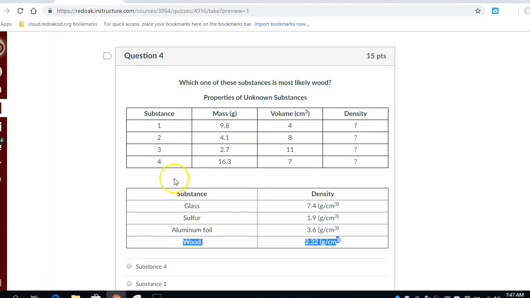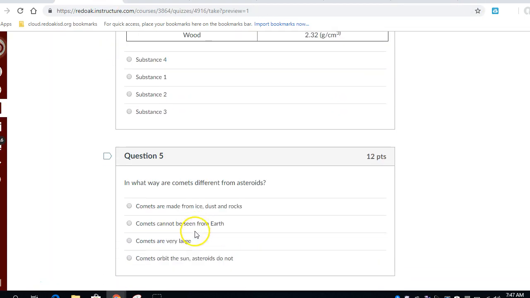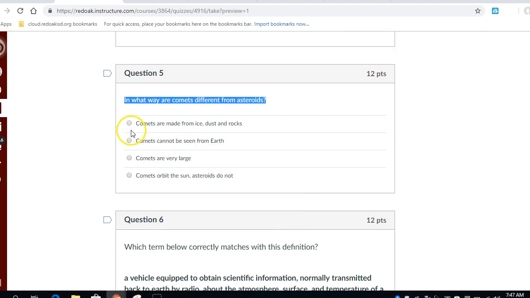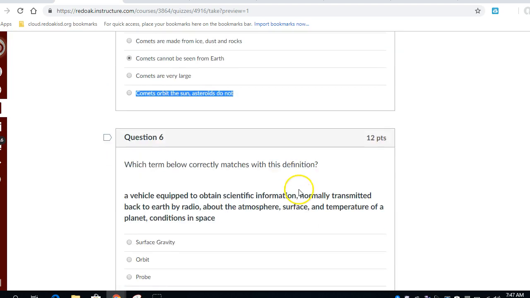All right, back to the quiz. Question five. In what way are comets different from asteroids? Is it this one? Comets are made from ice, dust, and rocks. Is it this one? Comets cannot be seen from Earth. Is it this one? Comets are very large. Or is it this one? Comets orbit the sun. Asteroids do not.